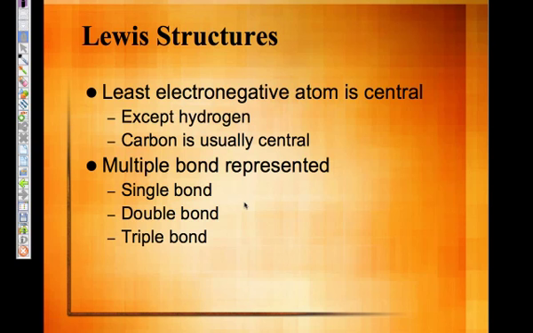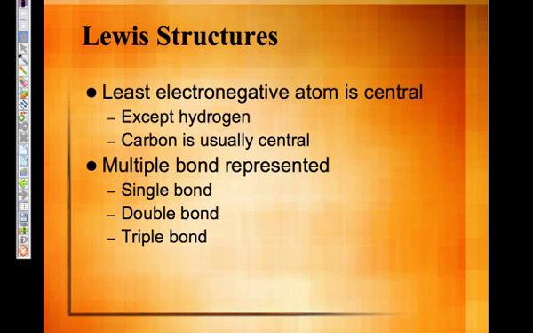So when we draw Lewis structures, just a few guidelines that you should follow. The least electronegative atom is central. So when you look at your electronegativities, you'll want the lowest number, usually, in the middle. Except hydrogen. Hydrogen is always around the outside of the compound because it's stable with only 2 electrons, so it can only have 1 bond. It can't have 2 bonds. So it can't be in the middle of 2 atoms because it can't form 2 bonds. It can only form 1 bond. And then as a rule of thumb, carbon is almost always central.